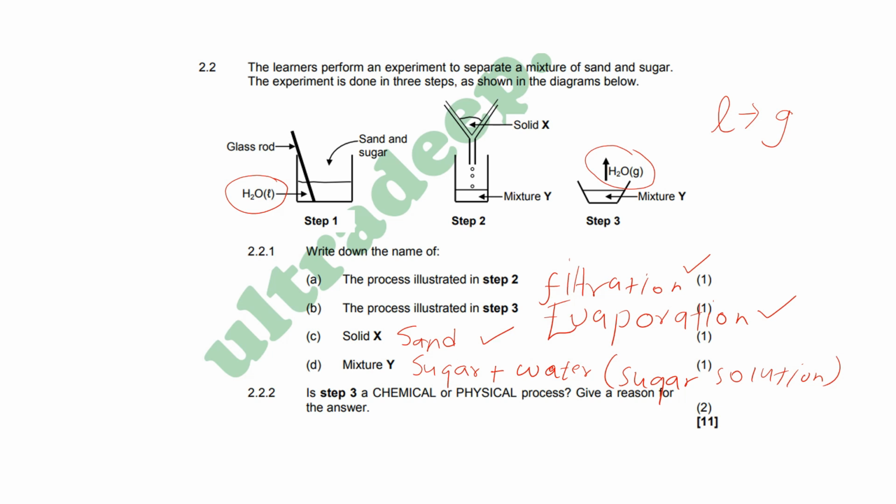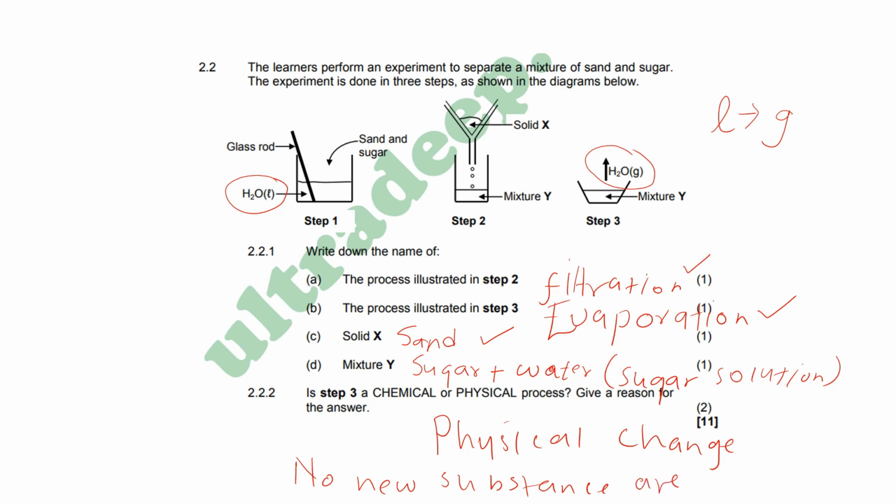And we didn't create any new substances. We still had sugar and water. So this is in fact a physical change or a physical process. Because why? No new substances were formed during that process. The only thing that occurred was a change in the phase of water from liquid to gas. And if you write that, you get a mark and a mark for your explanation.